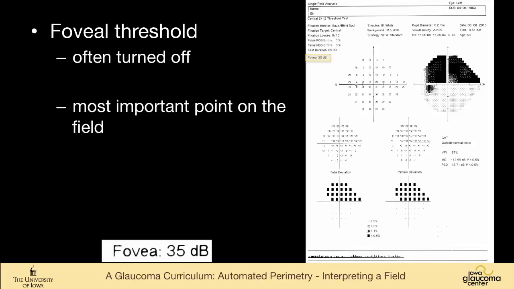As we go through the field, the foveal threshold, that's often turned off in some perimeters. It's an option to have it on or off. You can see 35 decibels. Honestly, it's the most important point in this person's field, what their foveal threshold is.